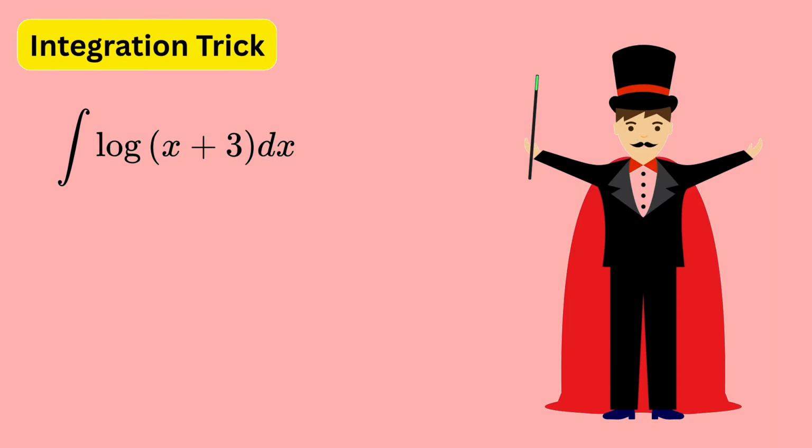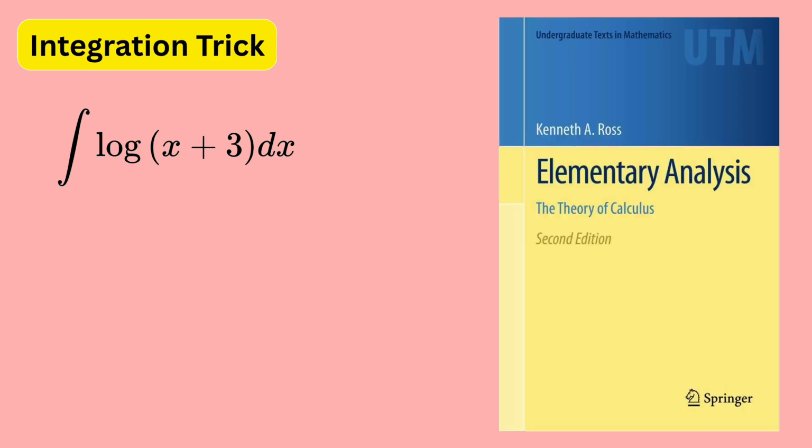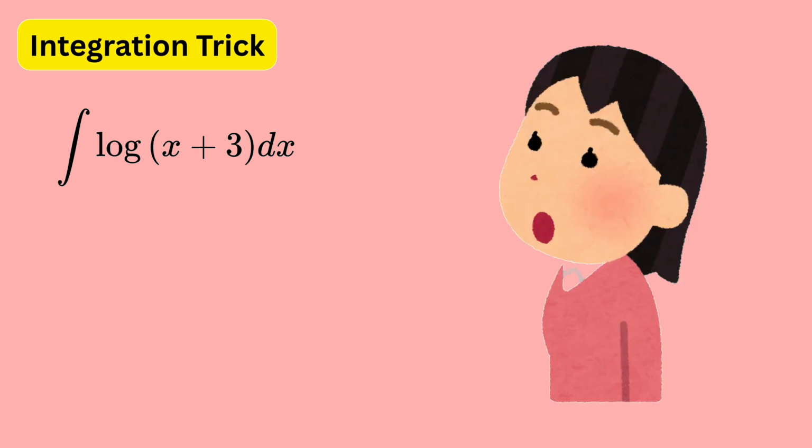Today, I want to show you a calculus trick that can genuinely change the way you do integration problems. This trick is often associated with the book Elementary Analysis: The Theory of Calculus by Kenneth Ross, and many calculus lovers call it a life-changing integration trick because once you see it, you might start using it everywhere.